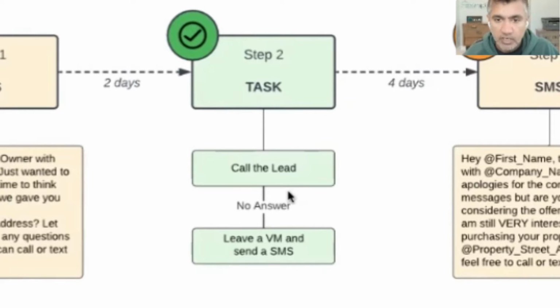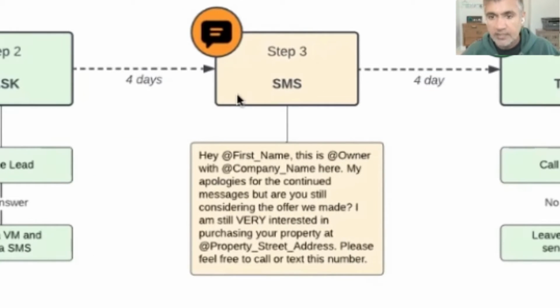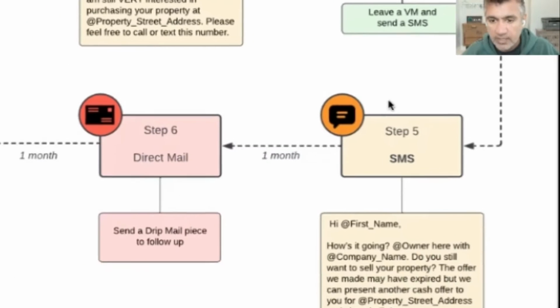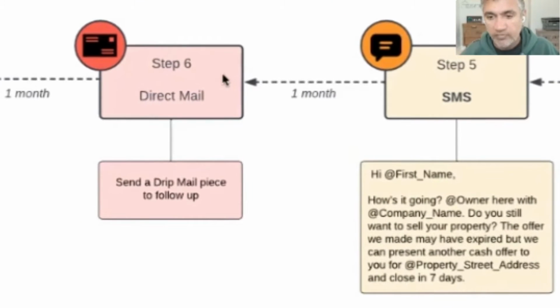Give them a couple of days, follow that up with a task, and then send an SMS, follow that up with a task, then SMS, then send a direct mail. Very important, if you're not doing this, is to mix it up between how you're reaching out to the seller. If you're only doing SMS, make sure you add calls. If you're only doing calls, add SMS, add email if you have their email address.